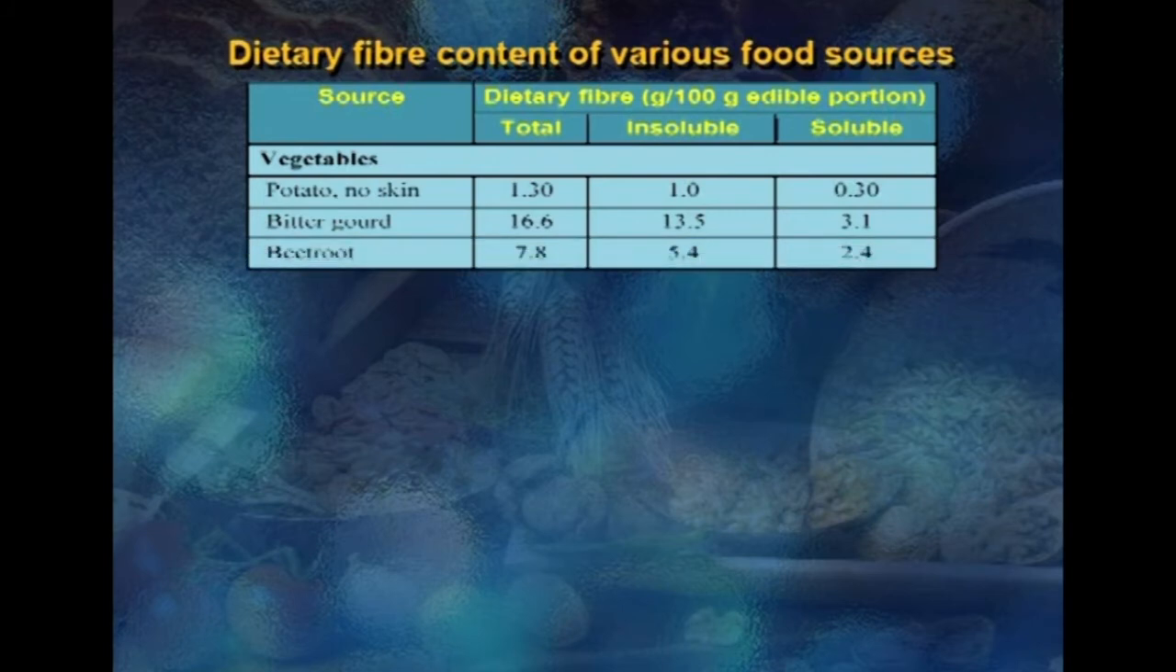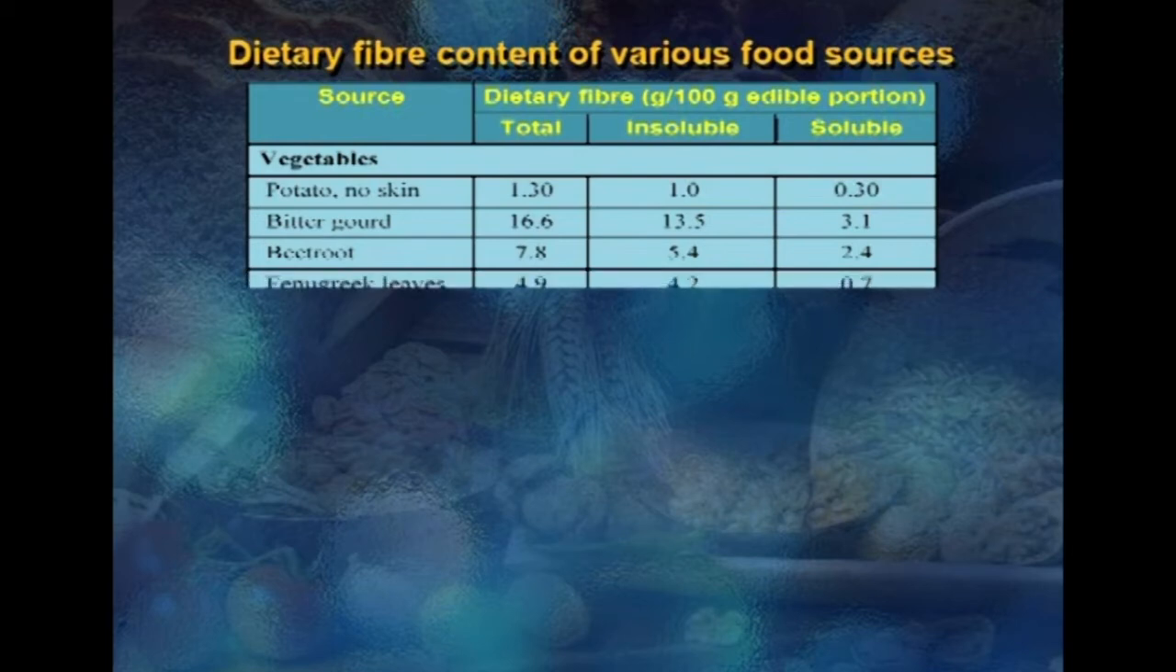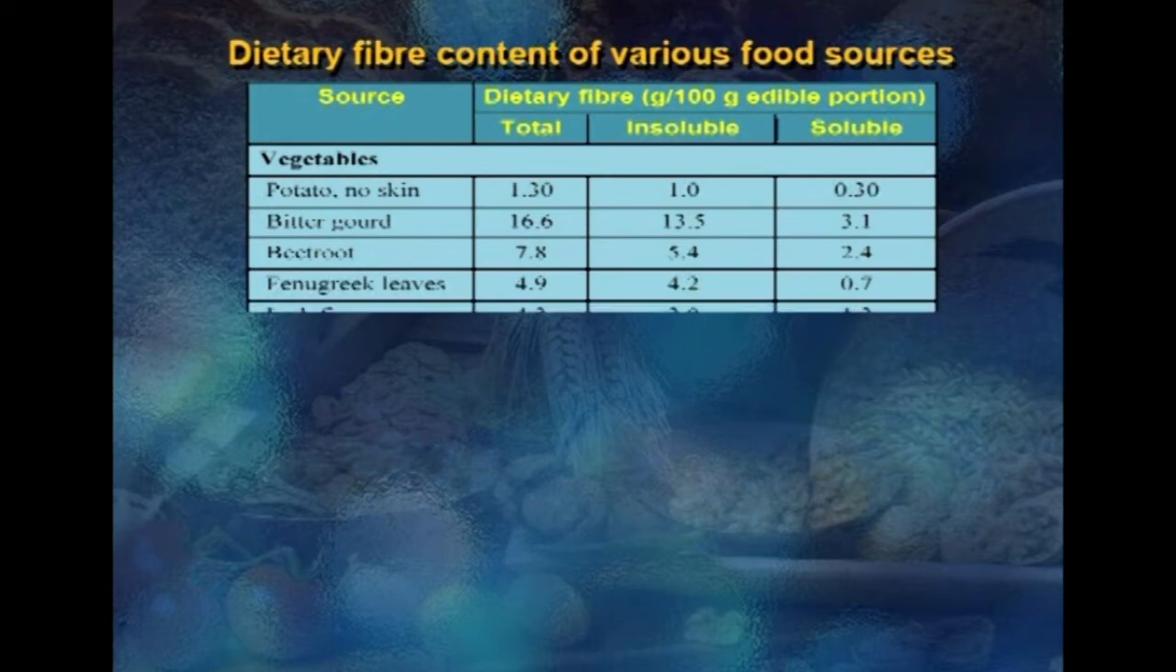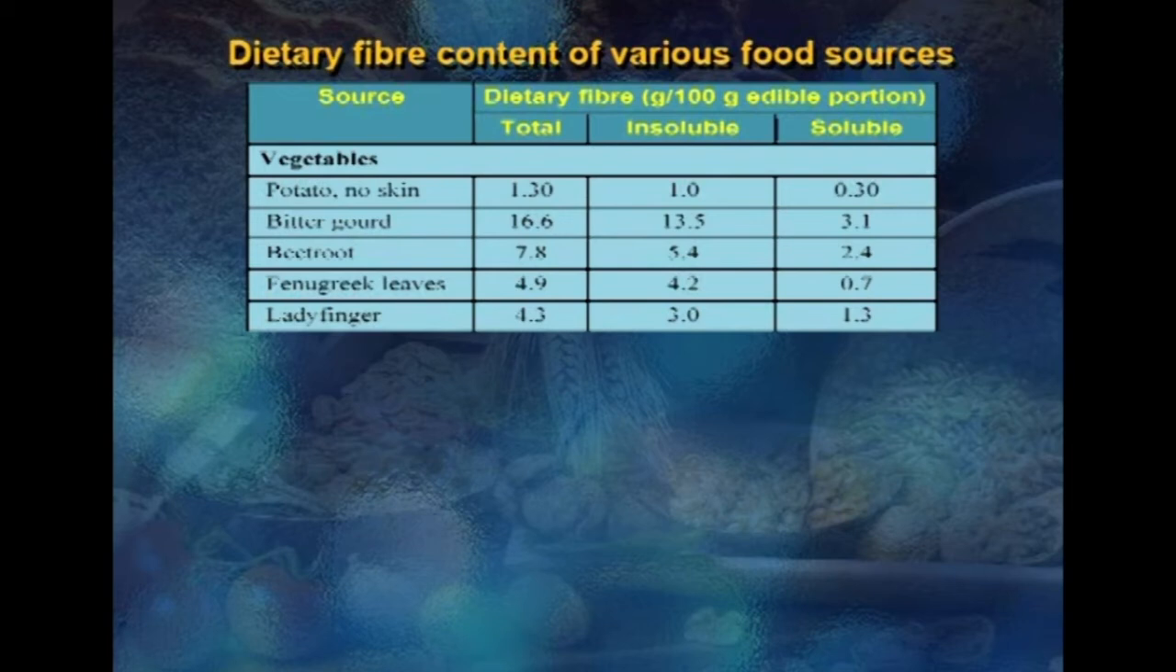We have beetroot, a very good source of dietary fiber among all the tubers, with 7.5 grams of fiber for every 100 grams of edible portion, out of which 5.4 is insoluble and 2.4 is soluble fiber. Fenugreek leaves, or methi leaves, have 4.9 grams of dietary fiber, out of which 4.2 is insoluble and 0.7 is soluble fiber. We have vegetables like lady's finger, which has a fiber content of 4.3, of which 3 is insoluble and 1.3 is soluble fiber.